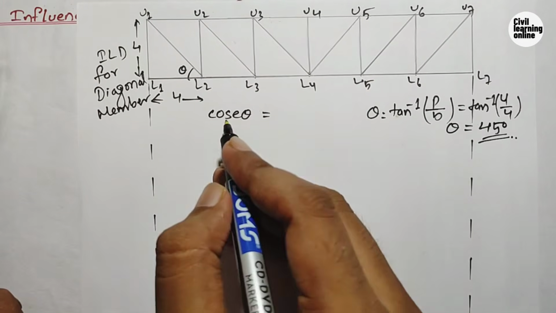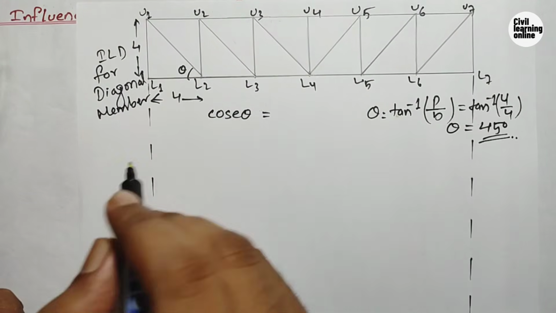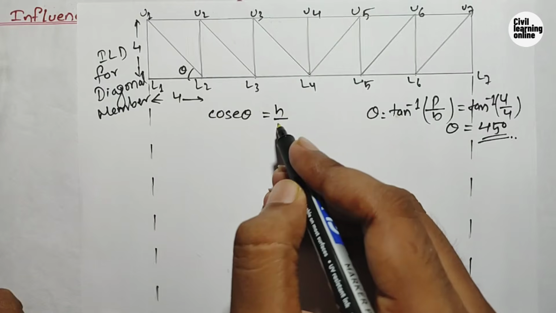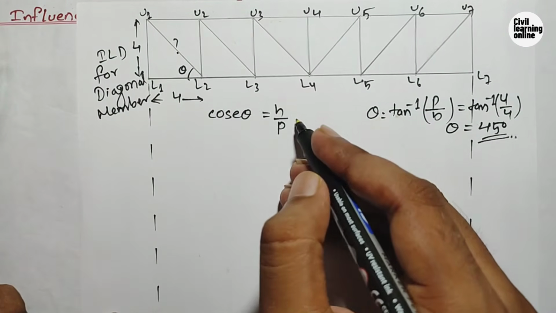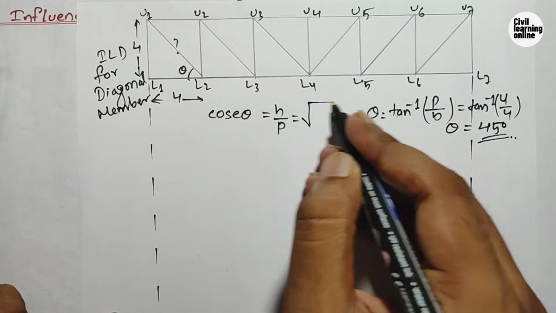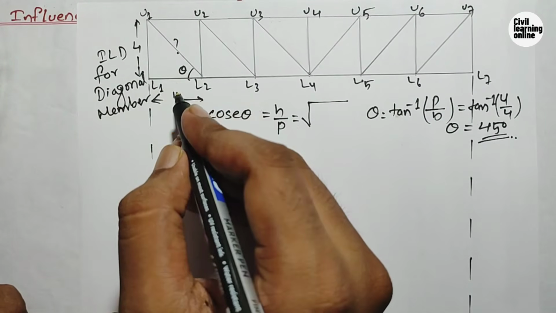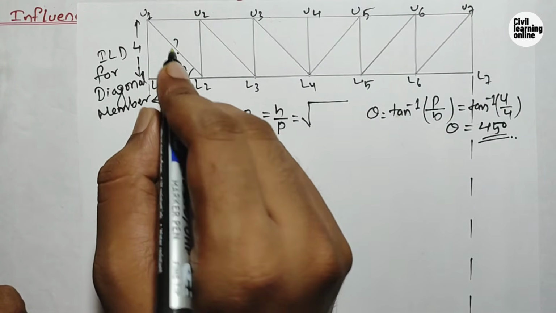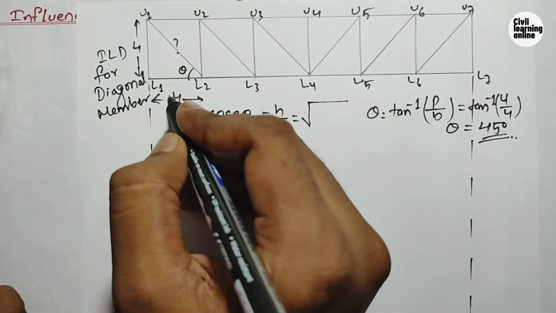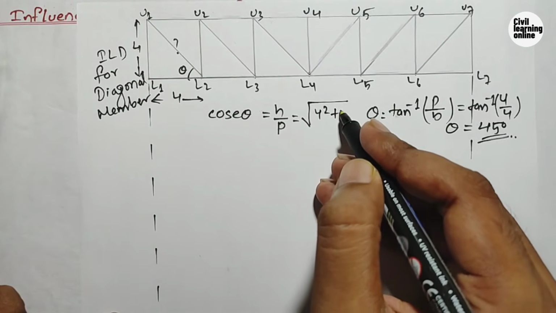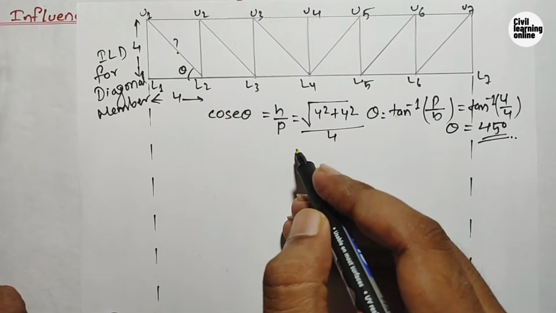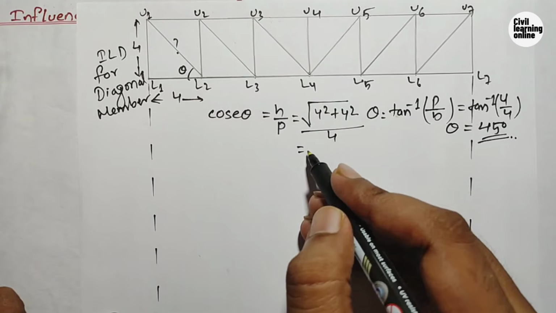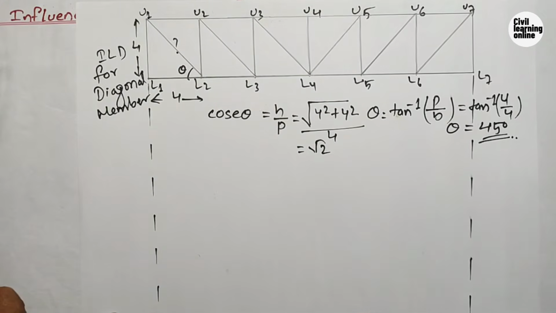Now we need to calculate the value of cosec theta, and cosec theta will be equal to H by P, means we need to get this value H. So H will be equal to root under 4 square plus 4 square, because H is our hypotenuse, divided by P, and P is again 4 meter. So from here we will get root under 2.